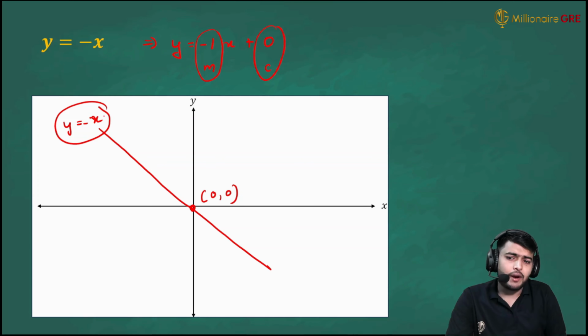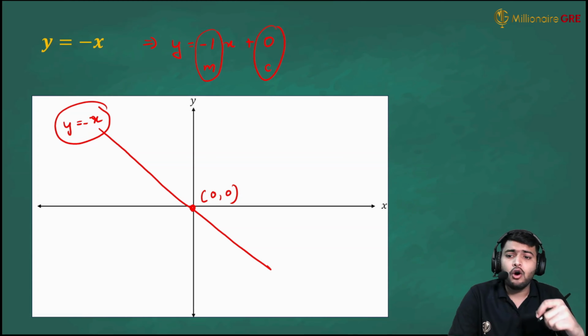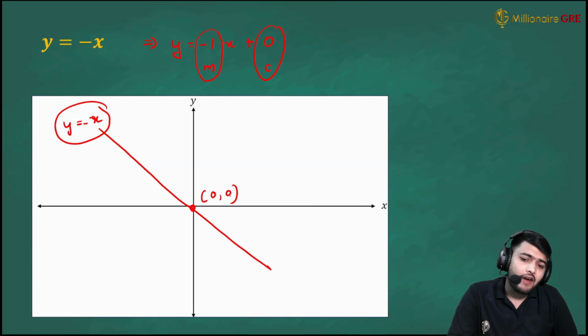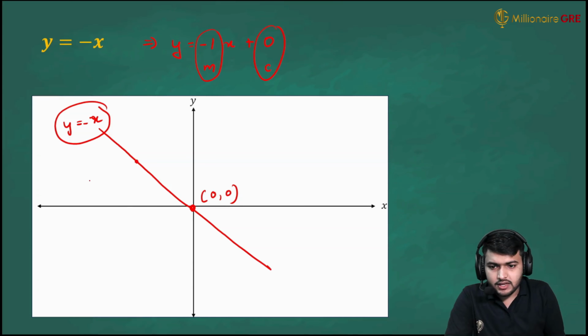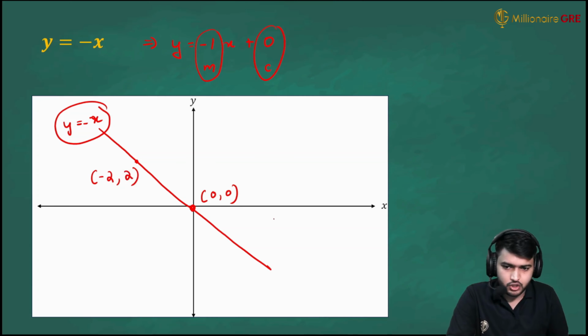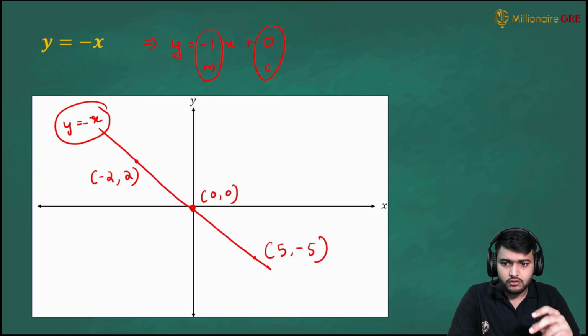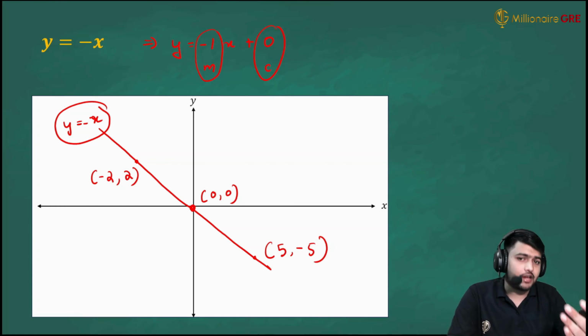Furthermore, y is equal to minus x represents a line on which y is always the negative of x. If x is 0, y is minus 0. Minus 0 is simply 0. If x is minus 2, y will be negative of minus 2, which is 2. If x is 5, y will be minus 5. Y is equal to minus x represents a line on which y is always the negative of x.